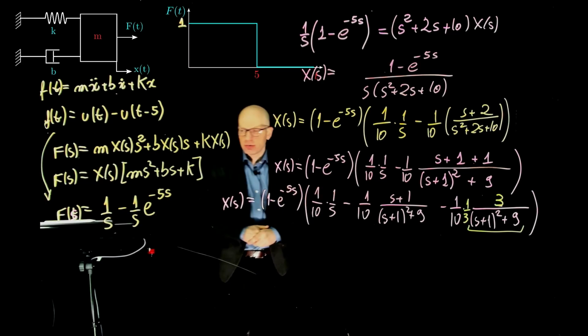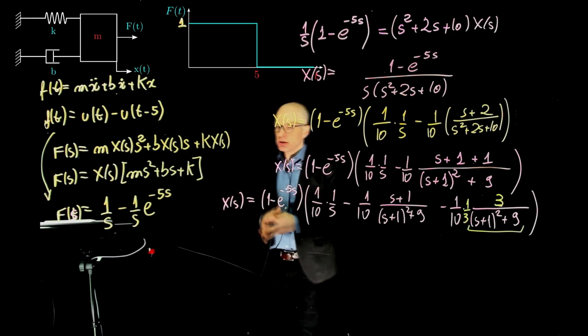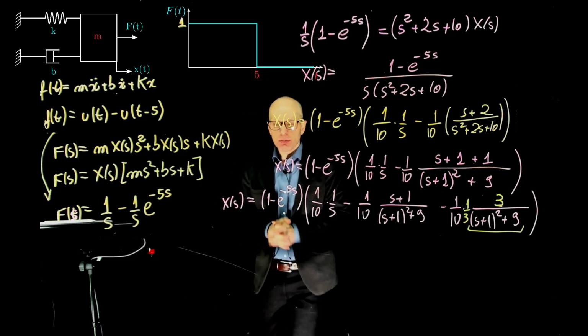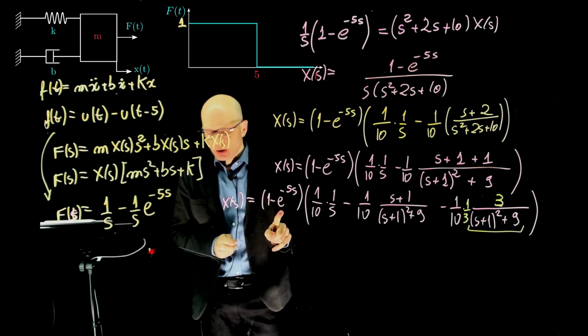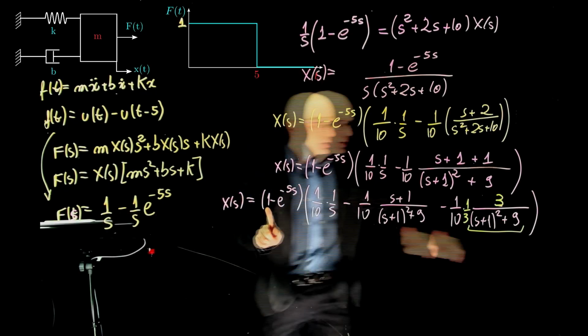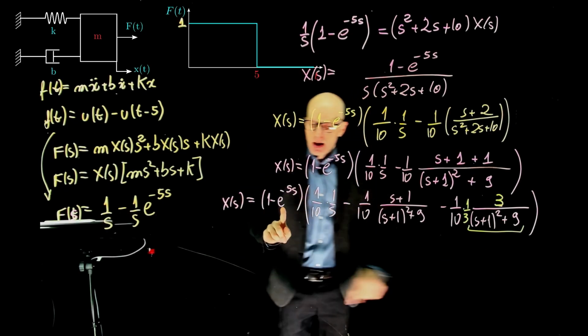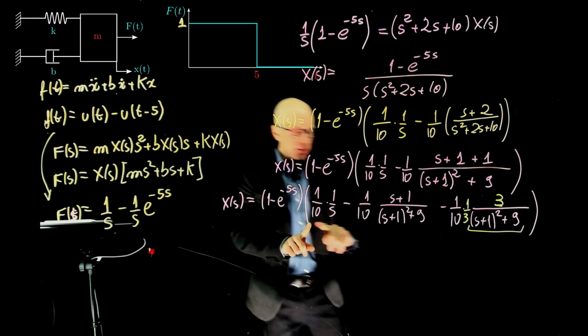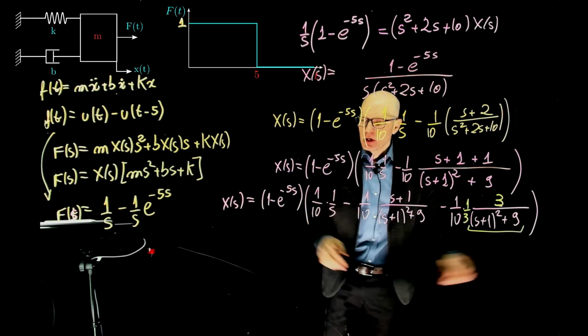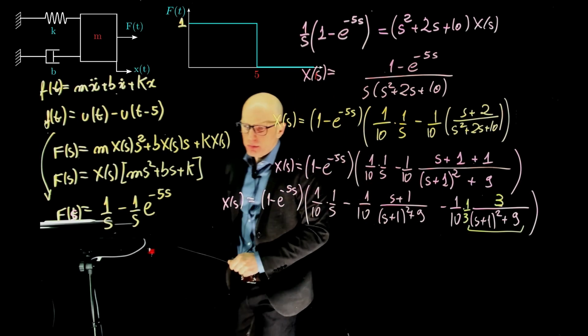Everything is ready for the inverse Laplace, but there is a little complication here. The little complication is this term. We have now 1 that multiplies this entire thing, minus e to the power of 5s that multiplies the whole thing again. So what is this doing?